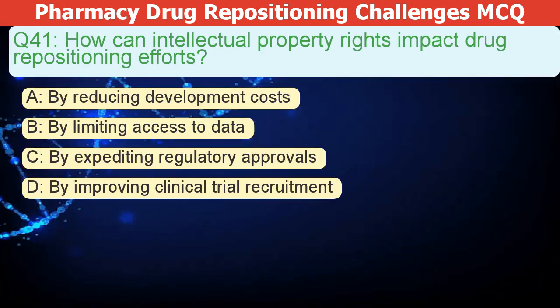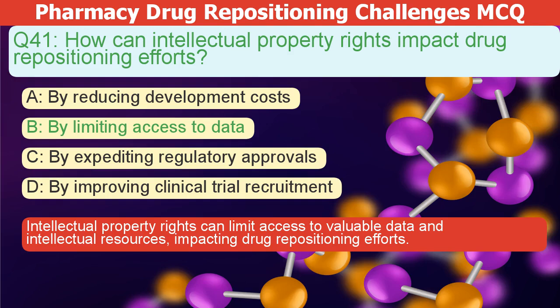How can intellectual property rights impact drug repositioning efforts? A. By reducing development costs. B. By limiting access to data. C. By expediting regulatory approvals. D. By improving clinical trial recruitment. The correct answer is B. Intellectual property rights can limit access to valuable data and intellectual resources, impacting drug repositioning efforts.